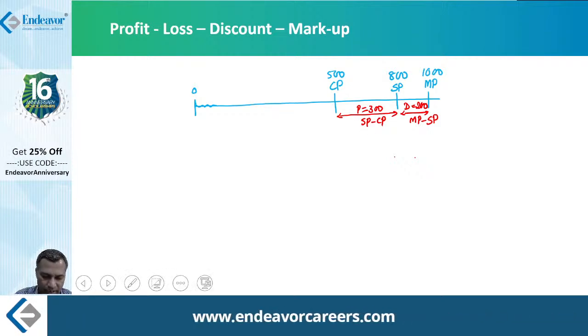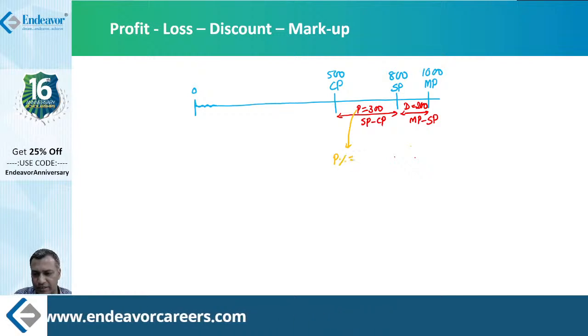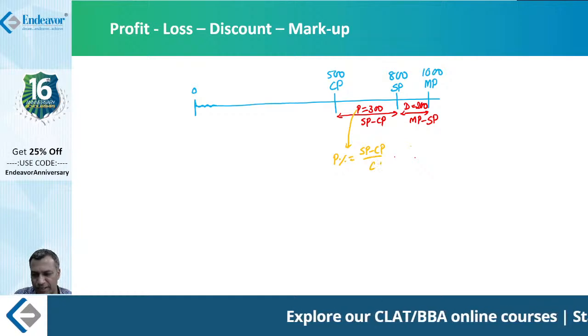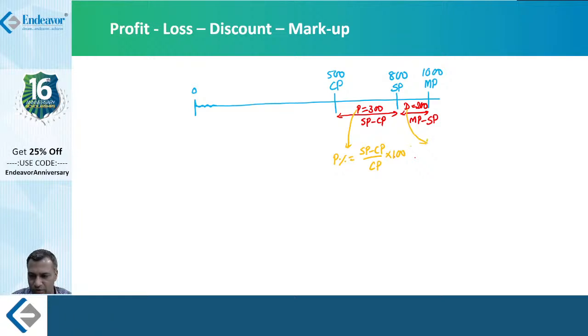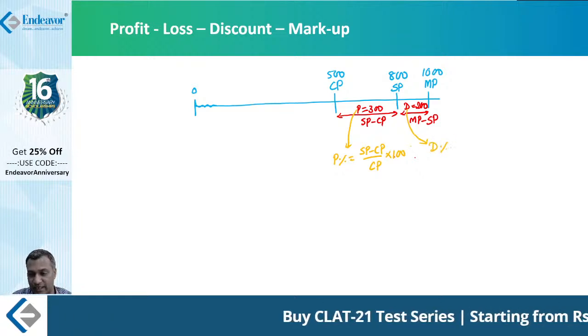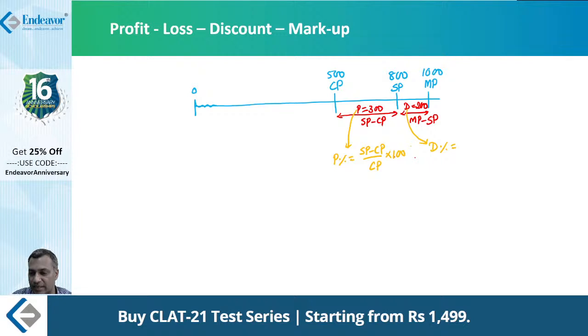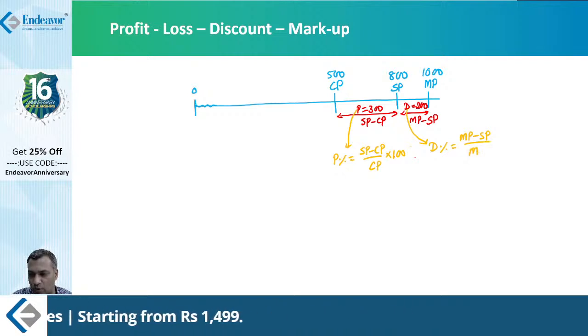Similarly, if there is a profit, we can calculate a profit percentage. Profit percentage is nothing but selling price minus cost price, divided by cost price, into 100. You may be wondering, sir, we know all this, what are you trying to do? Hang on, we'll come to that. Similarly, the discount percentage, I don't want the value of discount, is mark price minus selling price divided by mark price into 100.